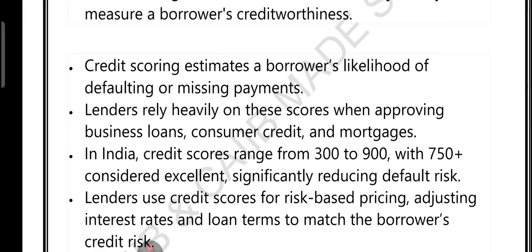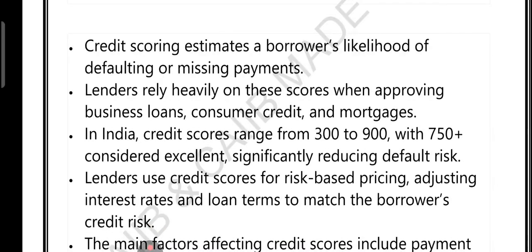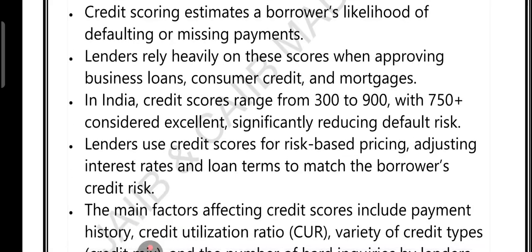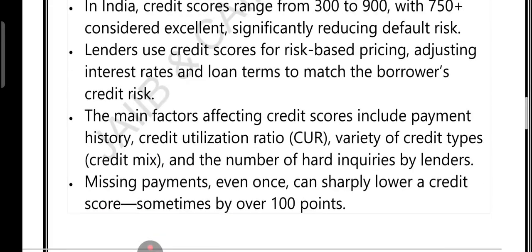Ever wondered how your credit score affects your loan or what commercial paper really means? Let's understand. Credit scoring tells the lender how likely you are to repay your loan or how likely you are to default. In India, the score can range from 300 to 900. A score of 750 plus is considered excellent. This means a lower interest rate and a higher chance of loan approval. So what are the key factors that affect your score?